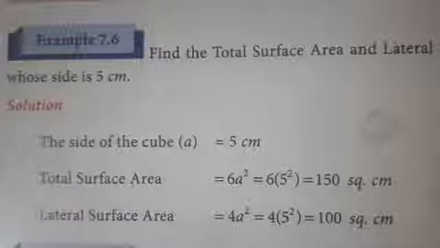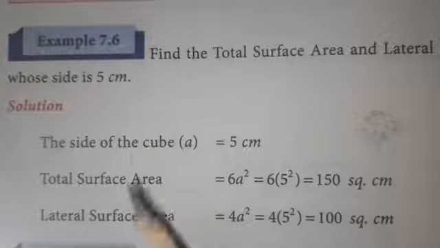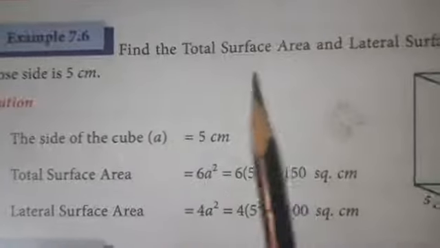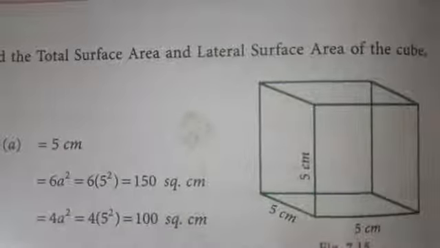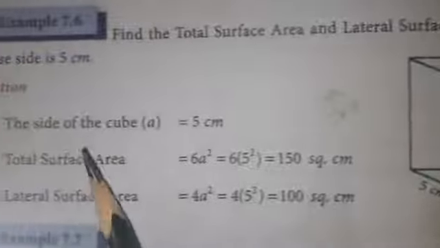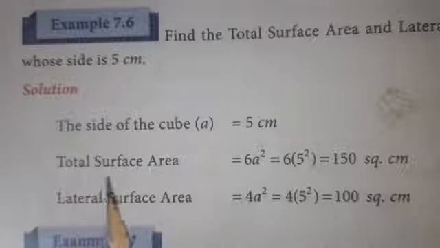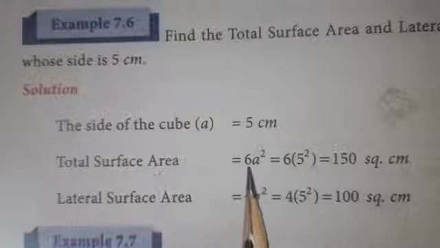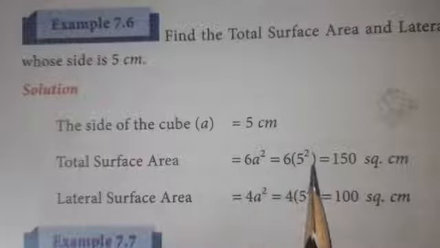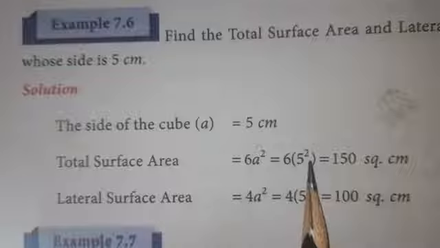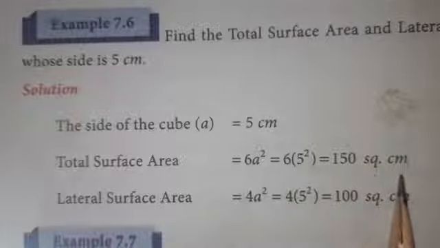Now see some example problems. Example 7.6 on page number 256. Find the total surface area and the lateral surface area of the cube whose side is 5 centimeter. That is, A value is 5 centimeter. Total surface area of a cube is 6A square, which is 6 into 5 square. 5 square means 5 into 5, which is 25. 25 into 6 is 150 square centimeter.